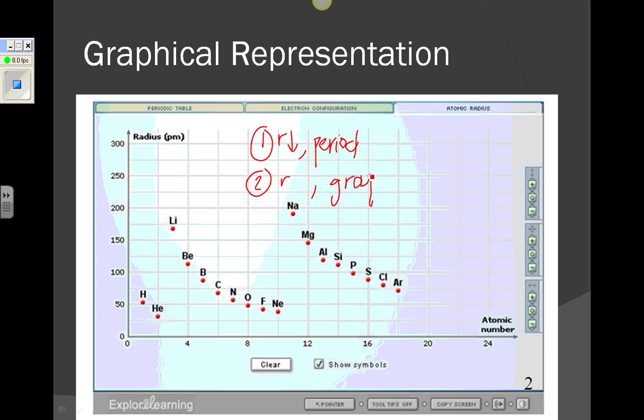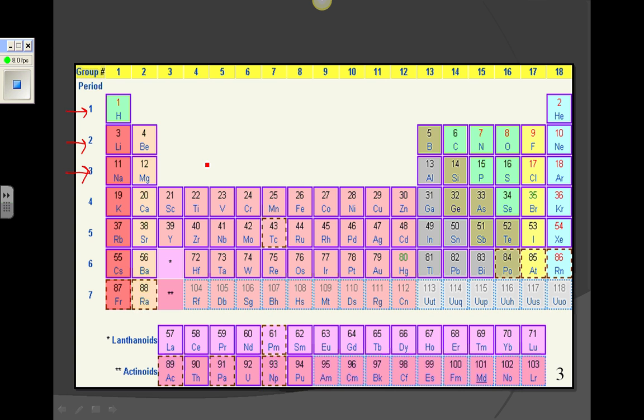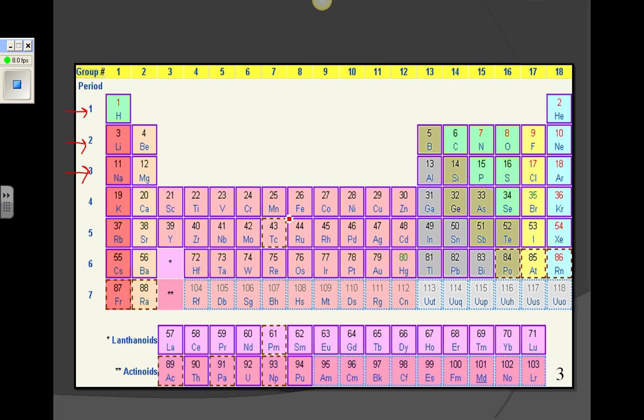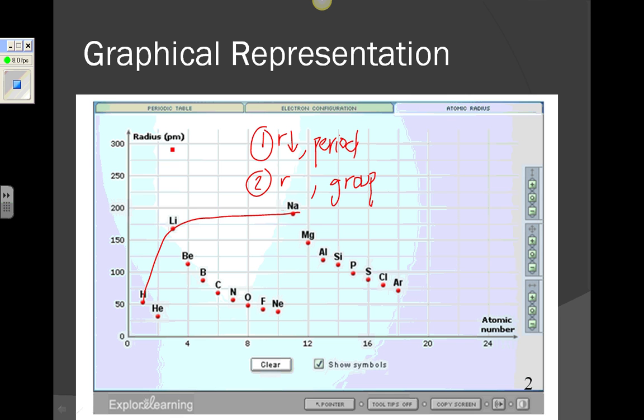That's our next question here. Well, if I look at group 1, I have hydrogen, lithium, and sodium. If I look here, I see that the radius actually increases as I go down that group. If I look at the next group, group number 2, beryllium, magnesium, and calcium, I don't have calcium here, but I can see that as I go through beryllium and magnesium, it also increases.